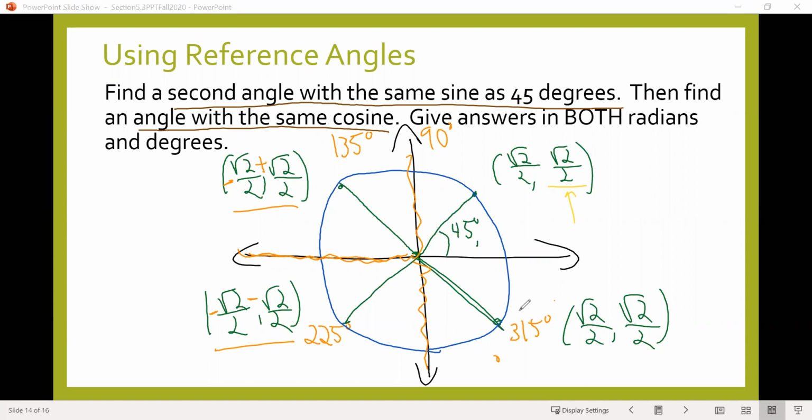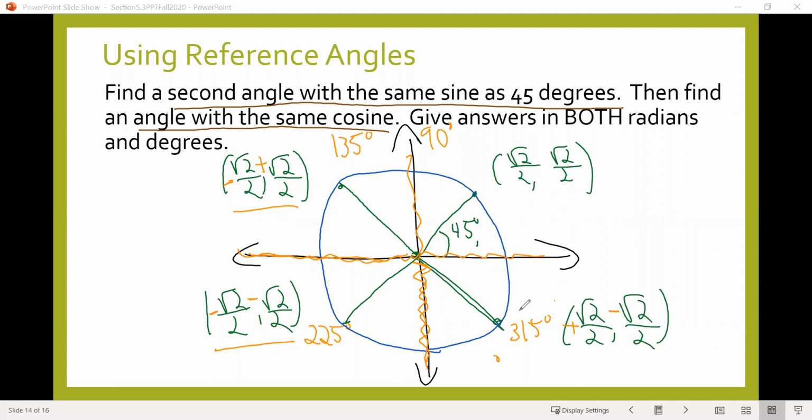And then for the answer in the fourth quadrant, we're still working along this vertical axis here, so we know the y values should be negative. We're working along this horizontal axis, which is where all the x values are positive, so that'd be a positive root 2 over 2. And so now we have the sines and cosines for those 4 angles. We can find the one for which the sine is the same as 45 degrees and the one for which the cosine is the same as 45 degrees.